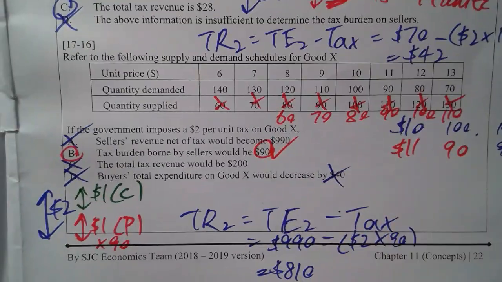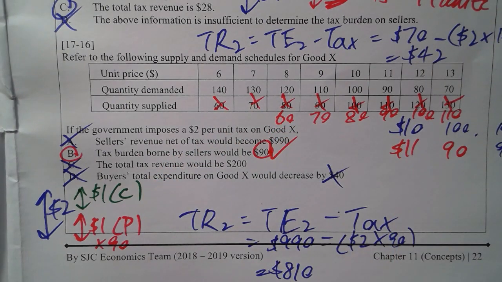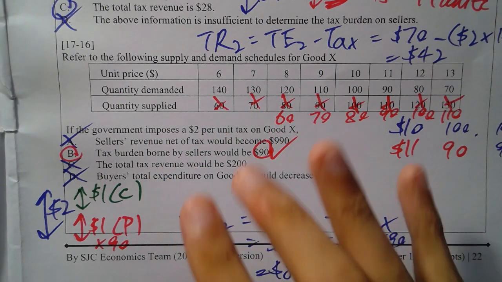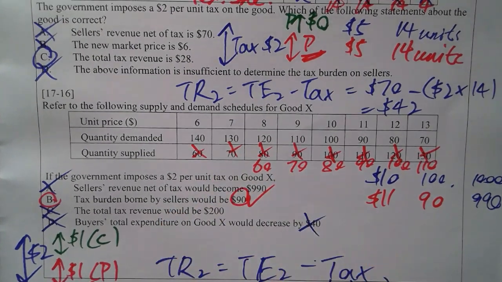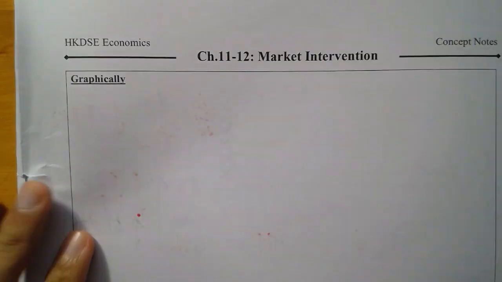Hopefully with these 4 examples, right now you have a better idea of what is the consumer tax burden and producer tax burden. Now we only talked about figures. Now it's time to go back a little bit and talk about how to show it in a graphical format.